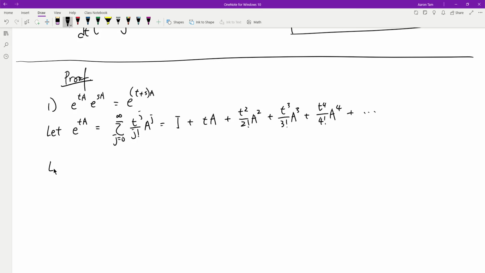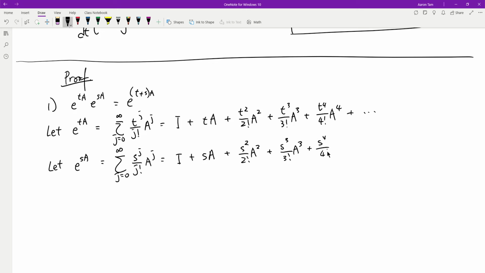And we will go ahead and do the same thing with e to the sA, which would equal the summation j from 0 to infinity of s to the j power over j factorial A to the j. So that will be I plus sA plus s squared over 2 factorial A squared plus s to the third over 3 factorial A to the third plus s to the fourth over 4 factorial A to the fourth plus dot dot dot.